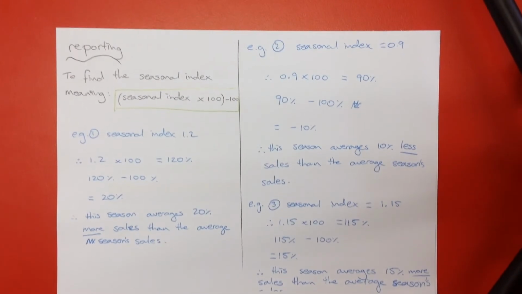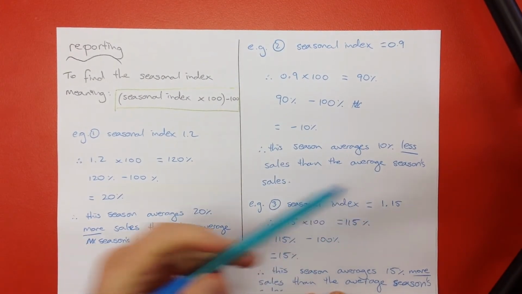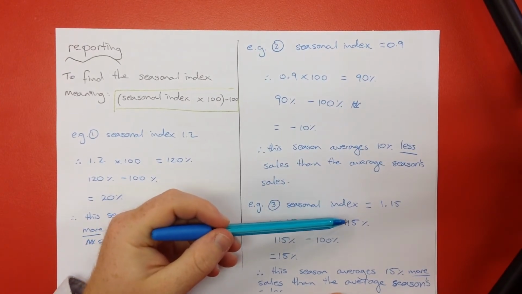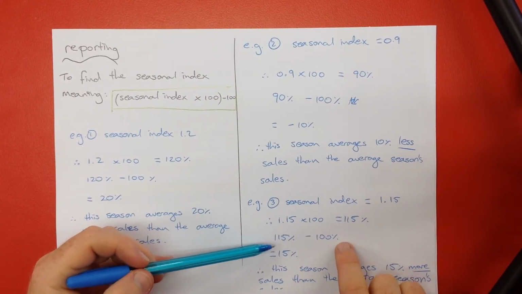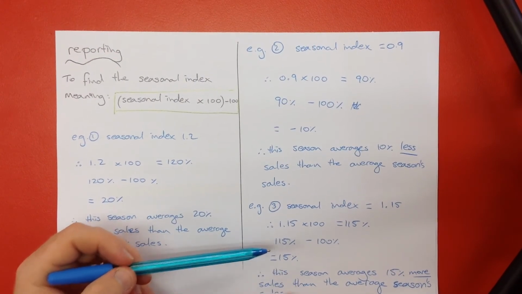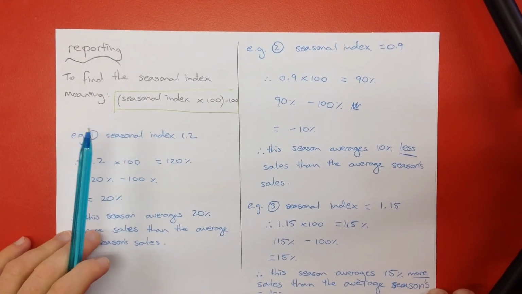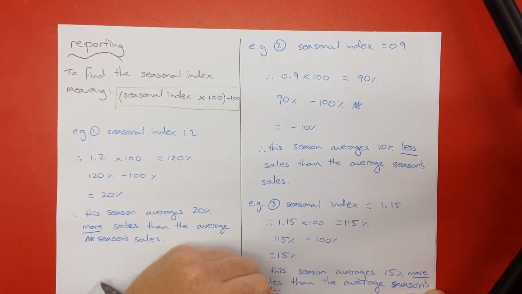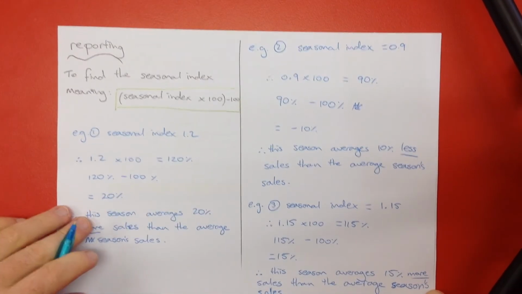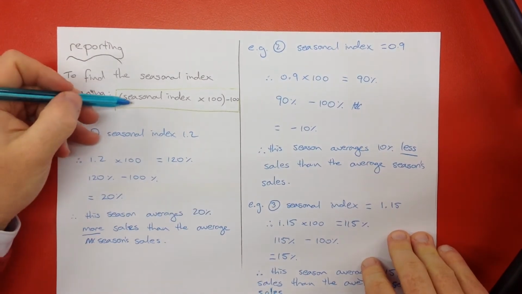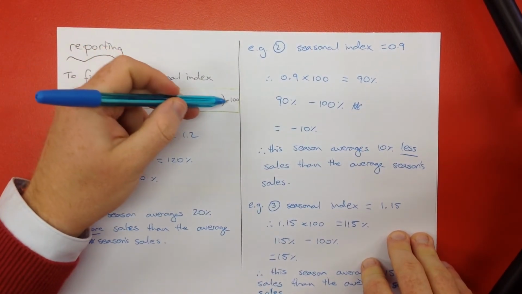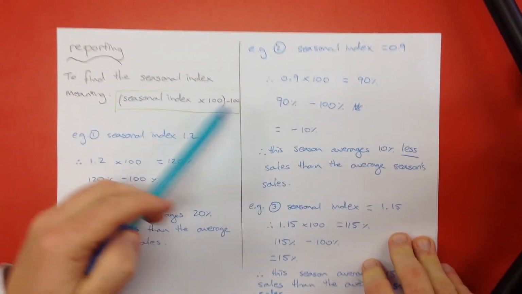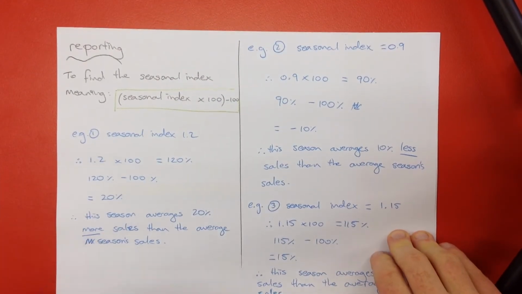Number 3, if the seasonal index is 1.15, 1.15 times 100, same thing again, equals 115%. So 115% minus 100% is 15%. So the season averages 15% more sales than the average season's sales. Thanks, photocopier. So this is the formula here: the seasonal index times 100, minus 100, minus 100% really, but that'll make it into a percent. So we just need to get into the practice of doing that.